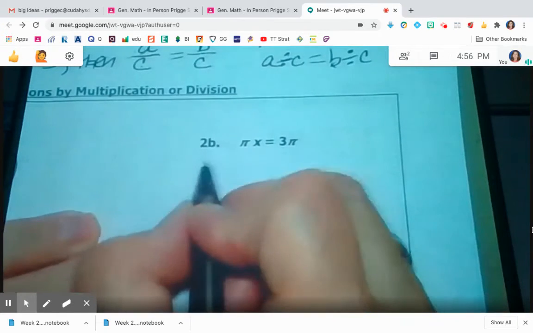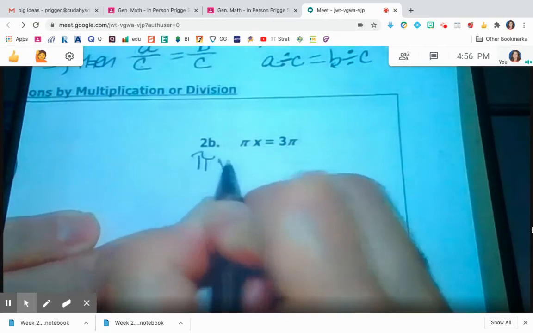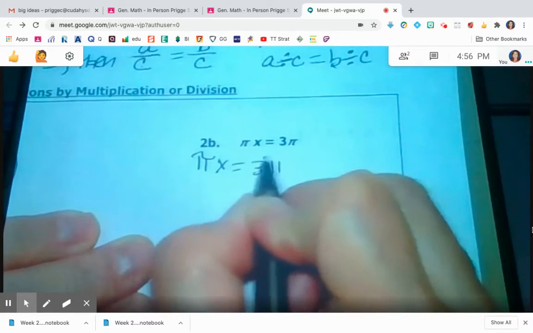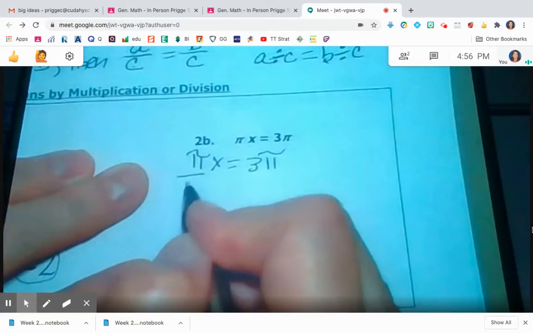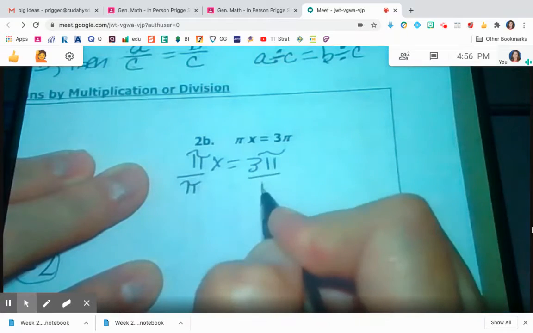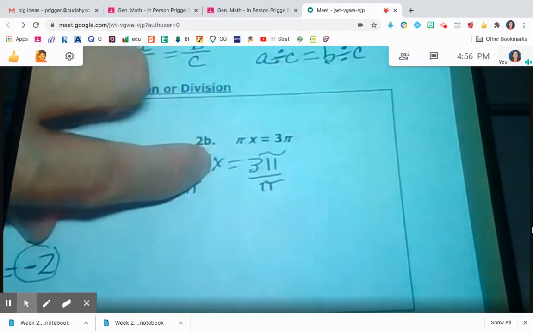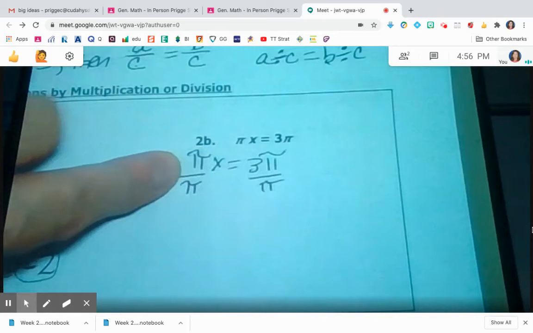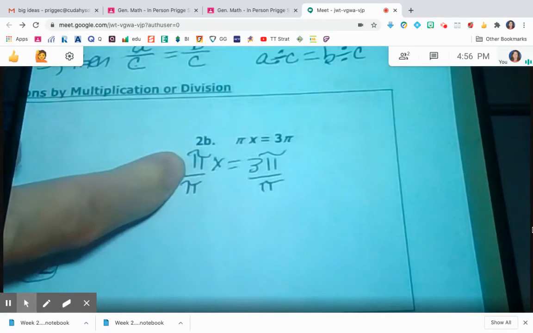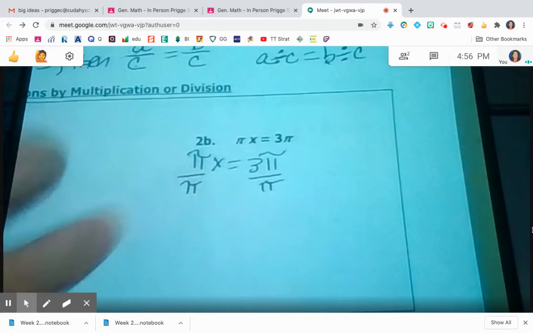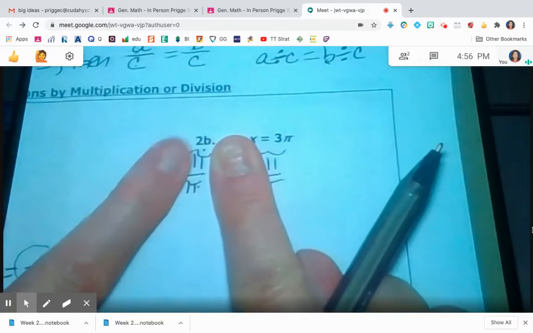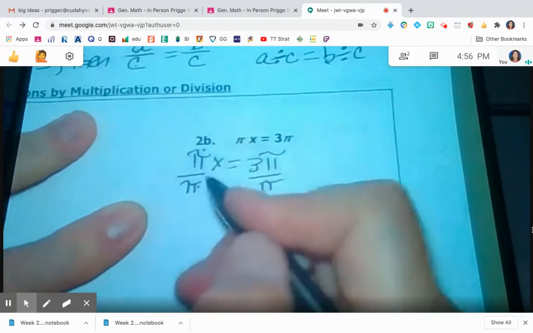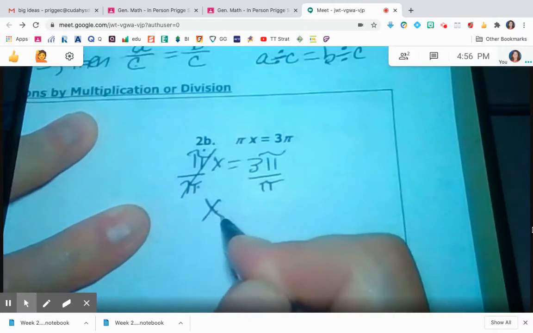So rewrite my problem. My pi times x equals 3 pi's. Okay, remember this is multiplication. How do you undo multiplication? You divide. Divide this side by pi and this side by pi because I want to isolate my variable. My variable is x. My variable is not the pi. The pi is an irrational number, but it is a number. So when I divide pi over pi, look, it gives me that fraction that equals 1. Same number on top as on the bottom, so this goes away. It leaves me with just the x.